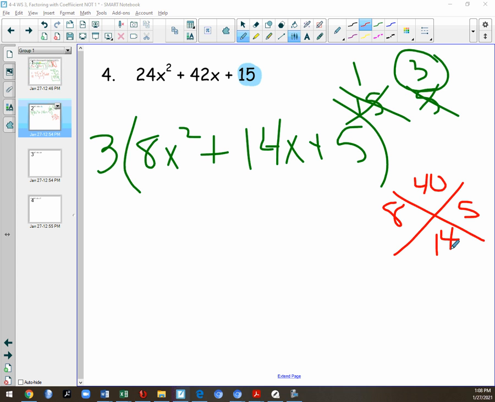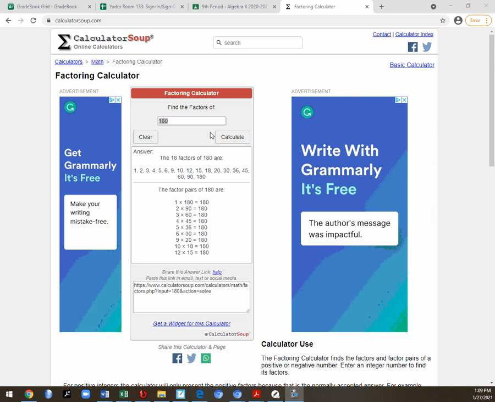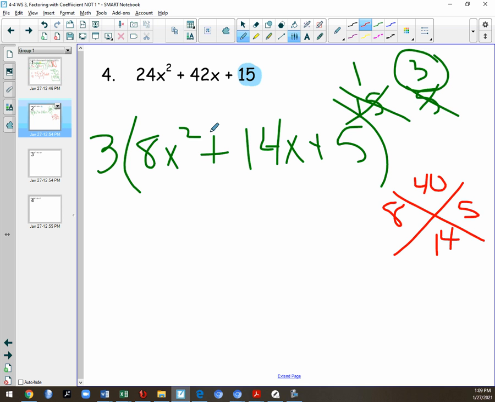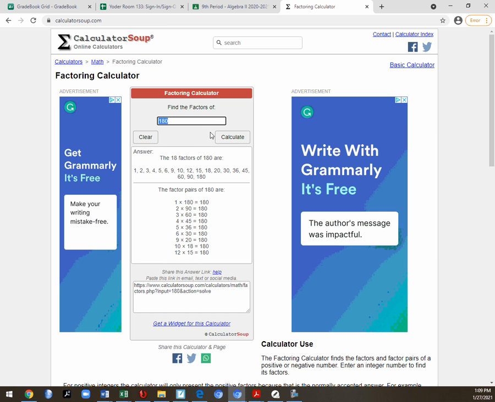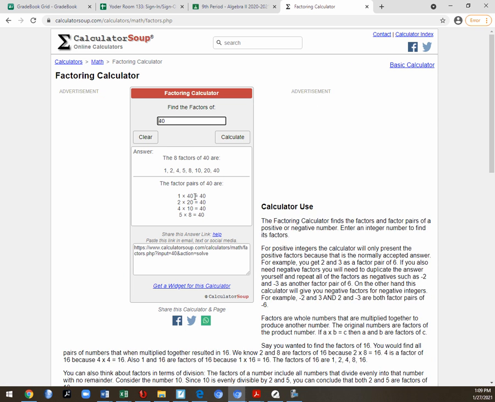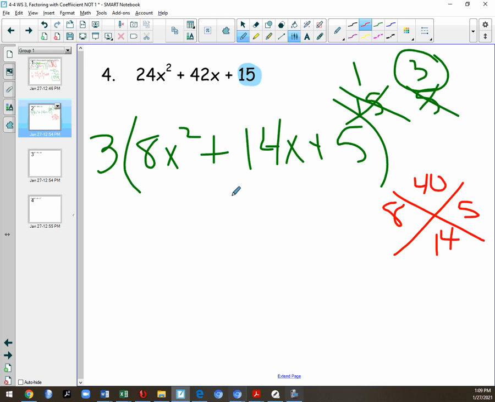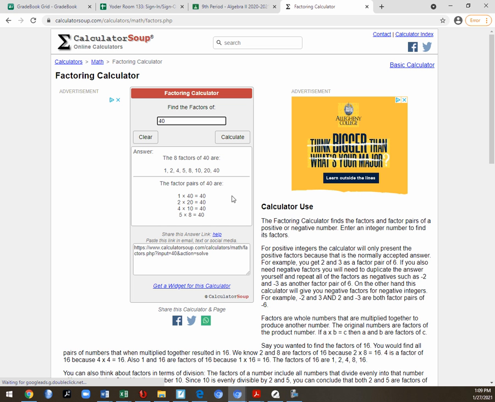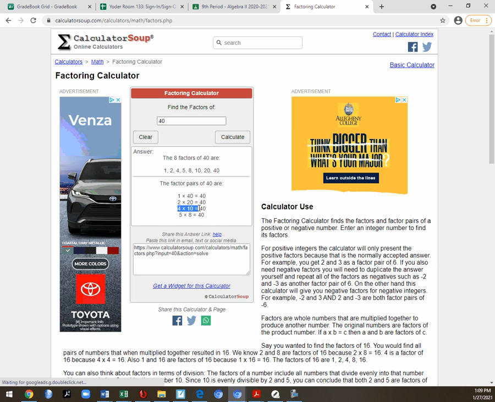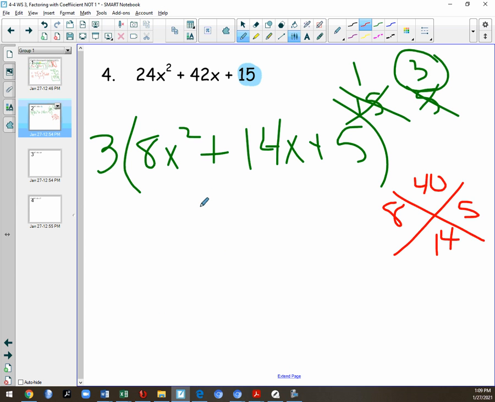So I'm going to come over here to my lovely little factor finder. I'm going to go ahead and put in here the number that I'm looking for, which is going to be 40. The factors of 40 are going to be 1 and 40, 2 and 20, 4 and 10, and 5 and 8. And I need those factors to give me a 14. So which factors are going to give me a 14? That is going to be 4 and 10. So that's what I'm going to use.